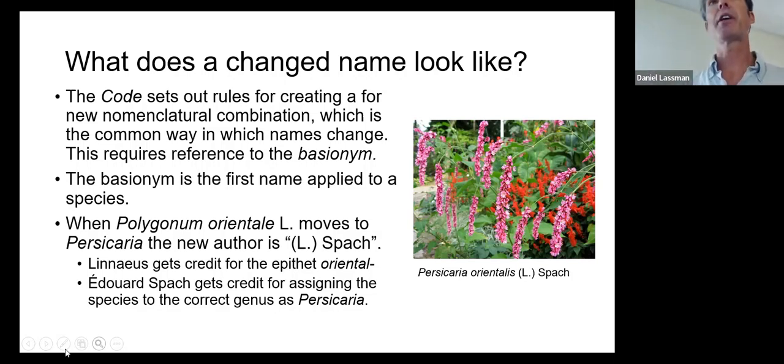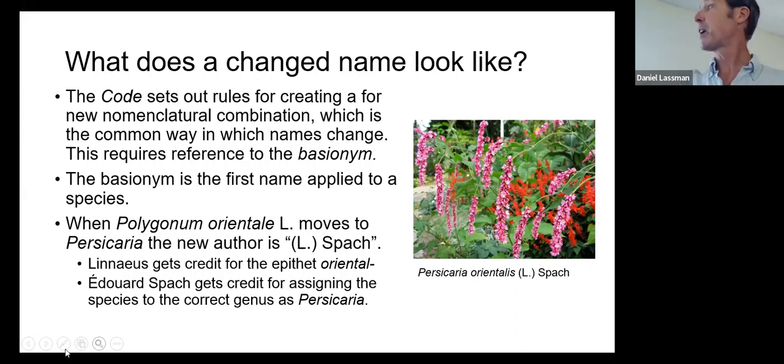In the case of Persicaria orientalis, the first basionym was orientale, which Linnaeus assigned to Polygonum orientale. That orientale bit of the name always moves with the species, no matter what genus the species is in. So Persicaria orientalis is based on the type that Linnaeus identified as Polygonum orientale. The person who made that combination is named Ludwig Spach. So he gets credit for the combination in Persicaria orientalis, but Linnaeus gets credit for the basionym orientale.